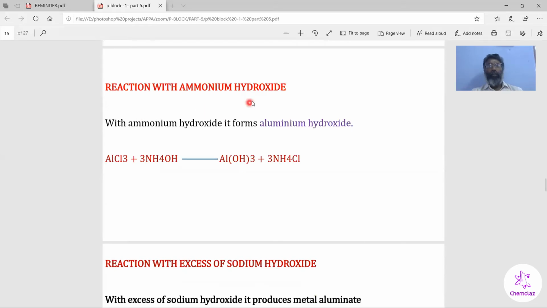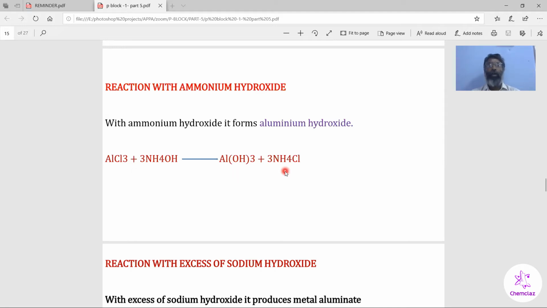Then reaction with ammonium hydroxide. Ammonium hydroxide is a weak base, so it reacts with aluminum chloride, which gives aluminum hydroxide and ammonium chloride. Here only substitution takes place. The OH minus substitutes Cl minus from aluminum chloride, which gives aluminum hydroxide and ammonium chloride.